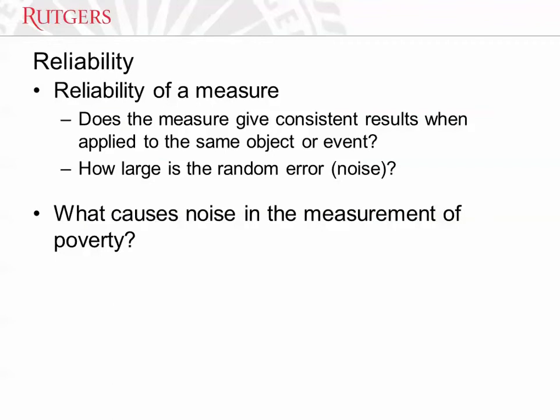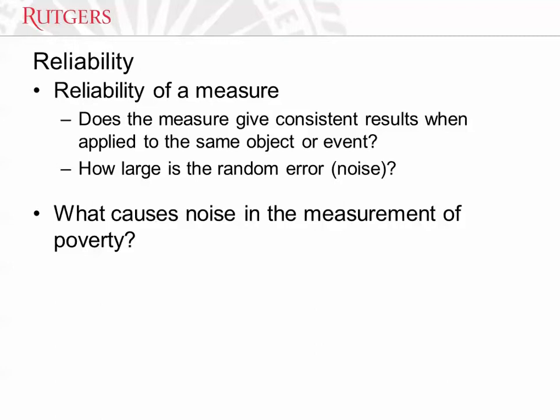Now we're going to talk about the second facet of measurement that's important, which is reliability. If you remember, reliability is the right-hand side of that basic measurement diagram, and it has to do with how large or what amount of random error there is, which I'll illustrate shortly. But another good way to think about it is the consistency of a measurement.